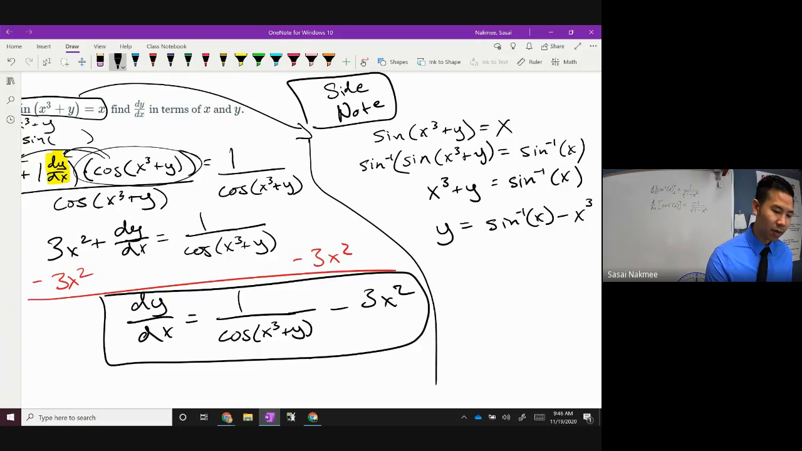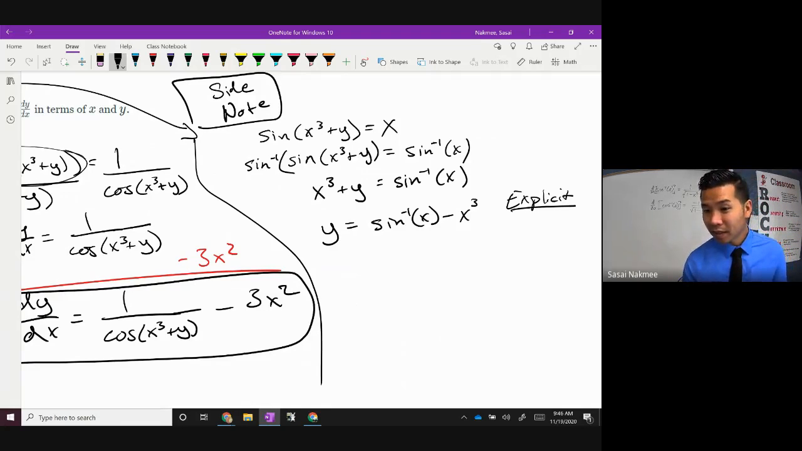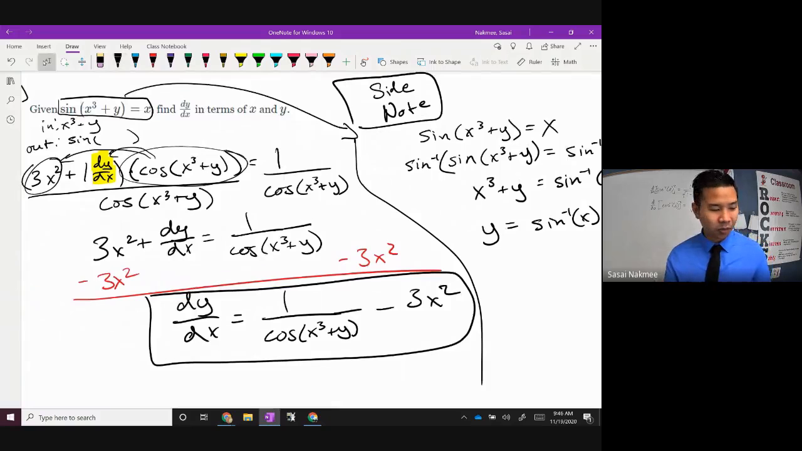I don't know if you guys are seeing what I'm doing here. And then from here, this now is no longer implicit differentiation. This is now explicit. It's y equals only terms of x. What do you do when it says in terms of x and y? It doesn't matter. That just means that it can be either one of them.